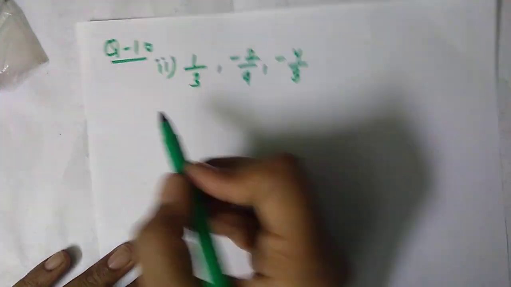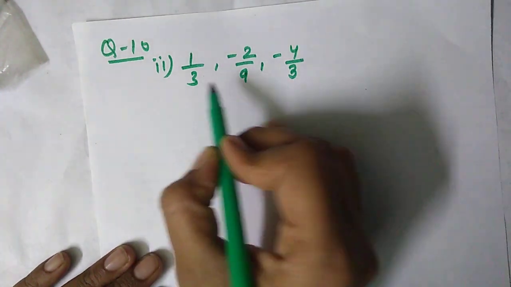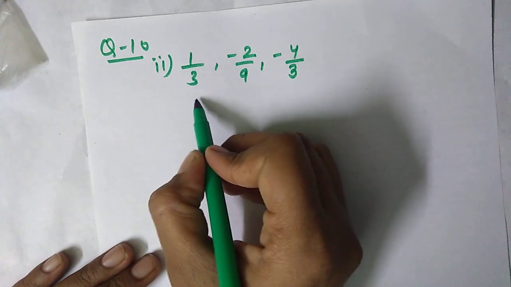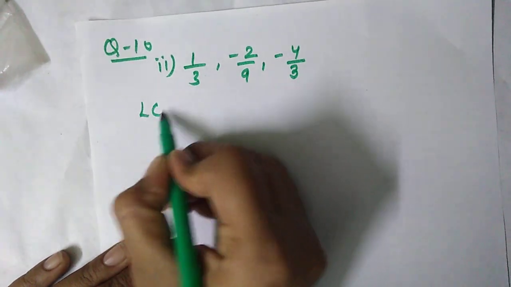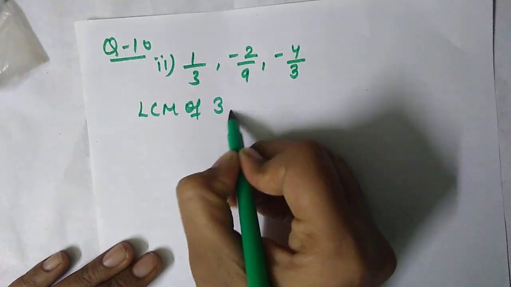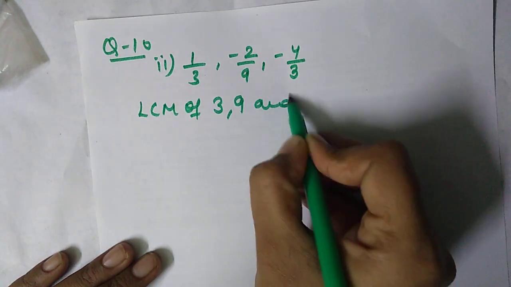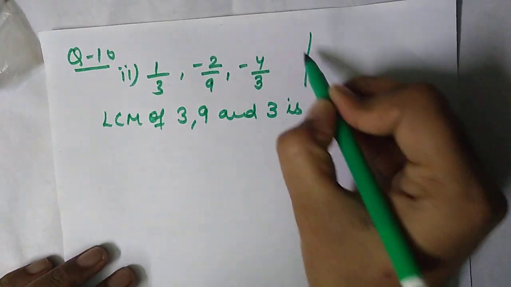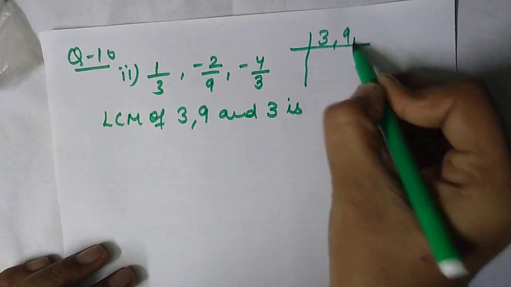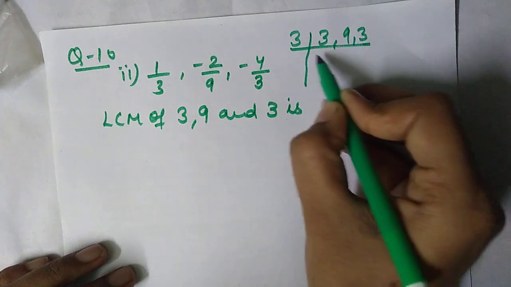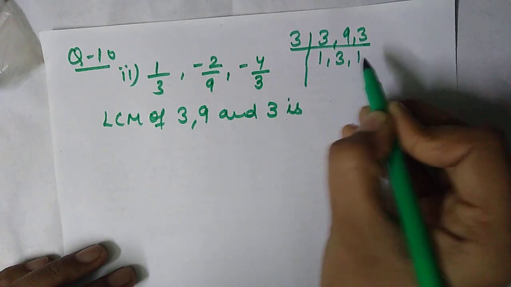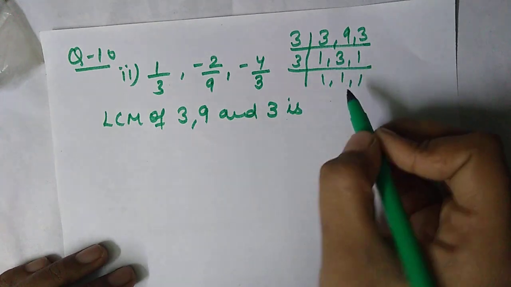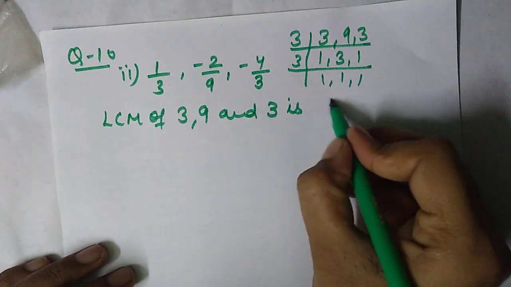We have to write the rational numbers in ascending order. For that, first I will make the denominators the same, so I have to take the LCM of the denominators. So what will be the LCM of 3, 9 and 3? Dividing by 3, we get 3, 1, 1. Then 3 times 3 is 9. So 9 is the LCM.